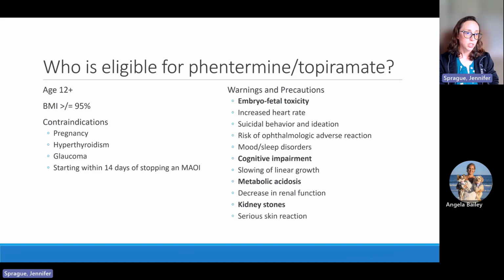The topiramate can be associated with cognitive impairment, like a foggy brain or word finding issues, can cause slowing of linear growth. I caution about metabolic acidosis. We do monitor for that when you're on treatment. It can increase your risk of kidney stones, so hydration is really important.